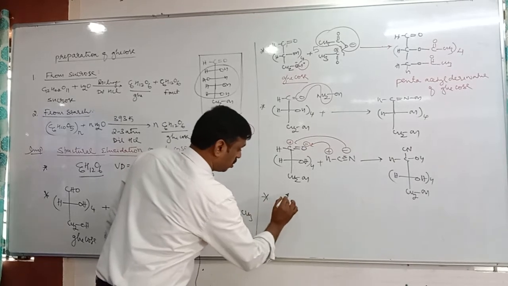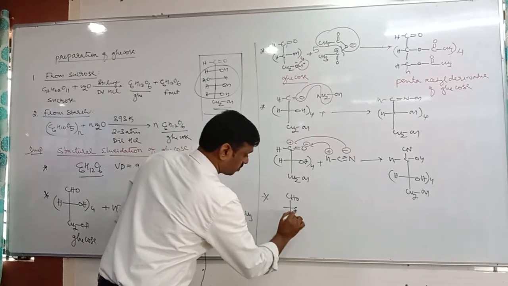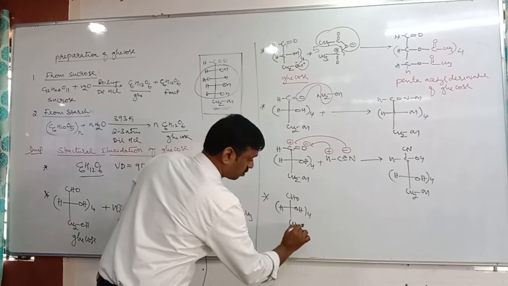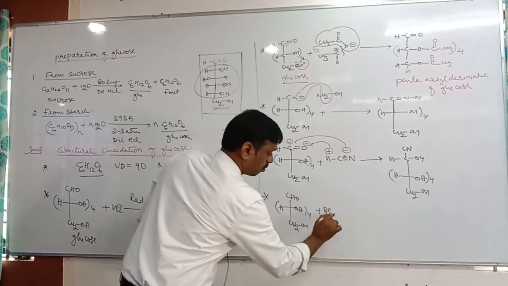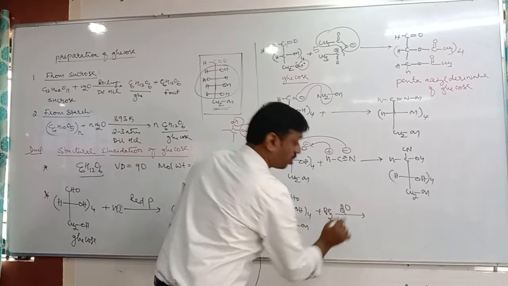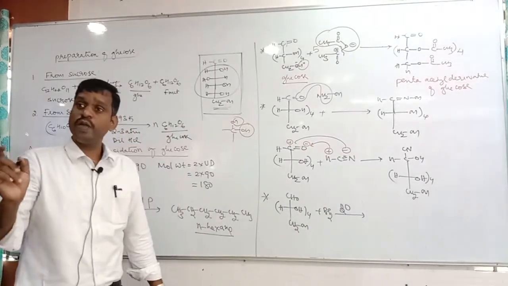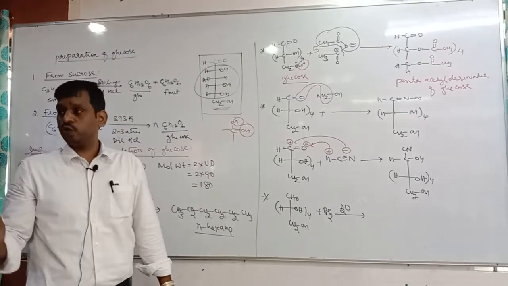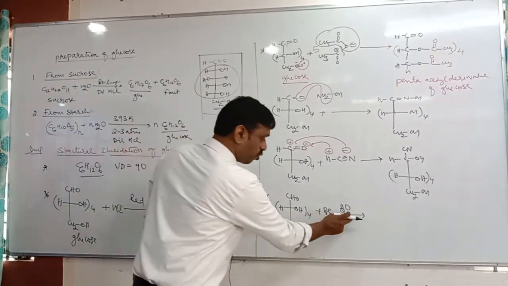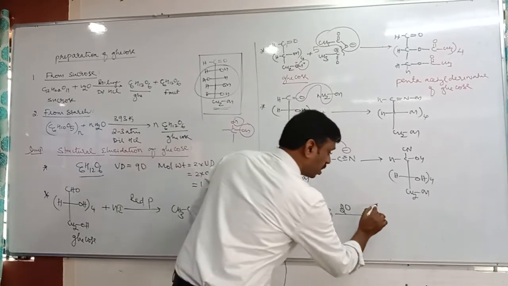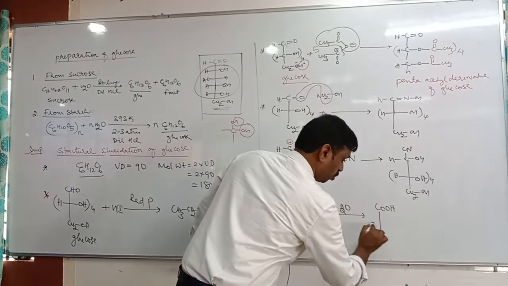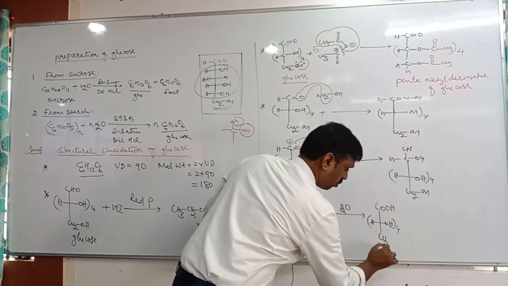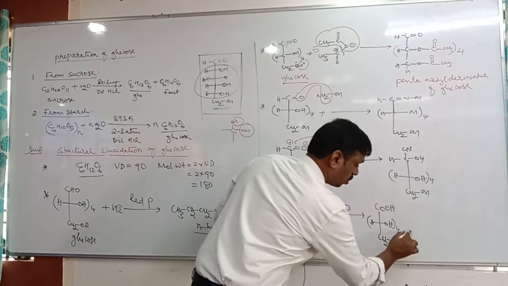Another reaction is here: glucose reacts with the mild oxidizing agent bromine water. Glucose plus bromine water, where bromine water is a mild oxidizing agent. Bromine water can oxidize only the aldehyde group, it cannot oxidize the keto group. Therefore, in the presence of bromine water, this aldehyde group undergoes oxidation and forms a carboxyl group, then the remaining are the same. So therefore, this is called gluconic acid.